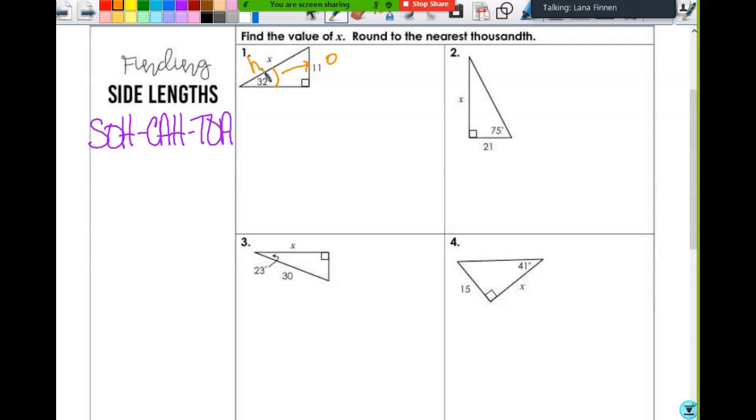Which trig function uses opposite and hypotenuse? Sine. And you always take the sine, cosine, or tangent of an angle. So this is going to be the sine of 32 equals the opposite, which is 11, over the hypotenuse, which is x.